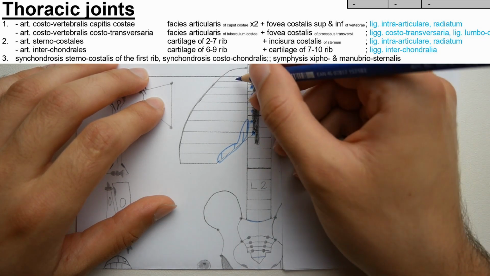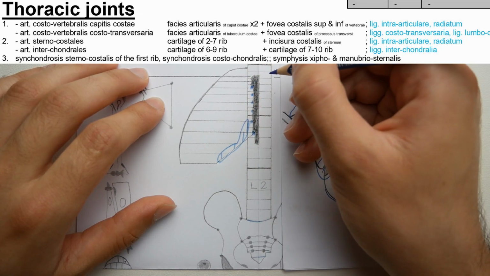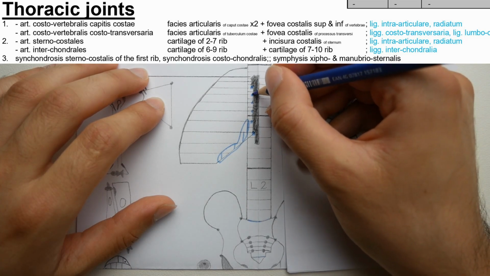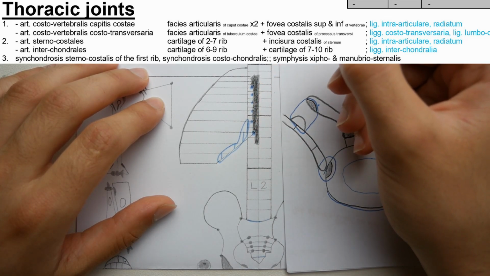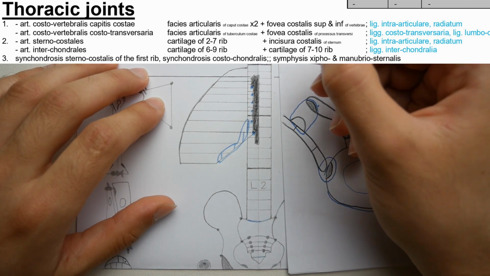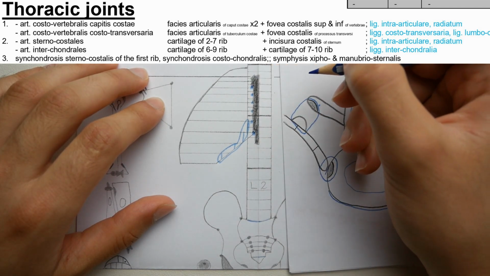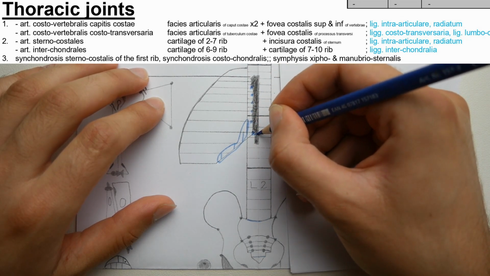The connection of the first rib with the incisura costalis of the sternum is also a synchondrosis, in contrast to the synovial joints of ribs 2 to 7 with the sternum. The manubrium and processus xiphoideus of the sternum are connected to the corpus of the sternum by a symphysis.